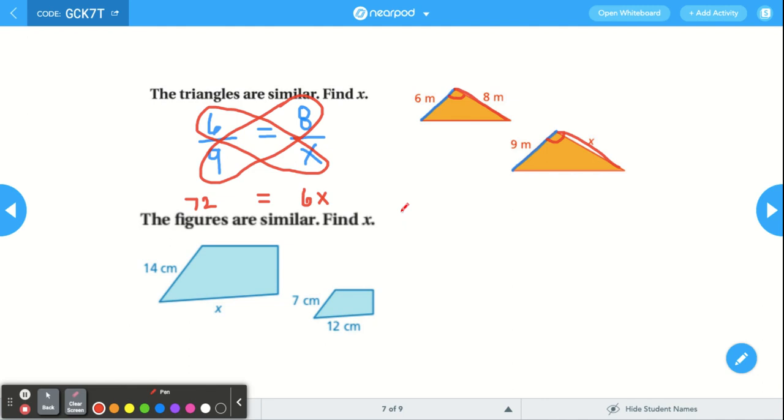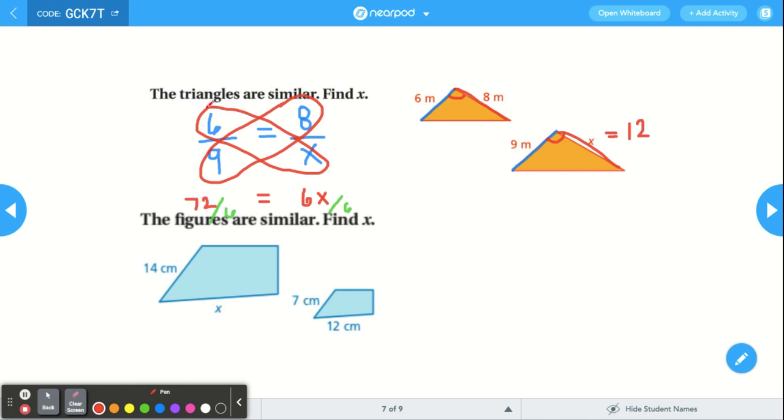Now, some number times 6 will give me 72, so think about what number that would be. If you're not quite sure, you could divide both sides by 6, and you can figure out that x, this number right here, 72 divided by 6, is 12. So the missing side length is 12, because 72 divided by 6 is 12.